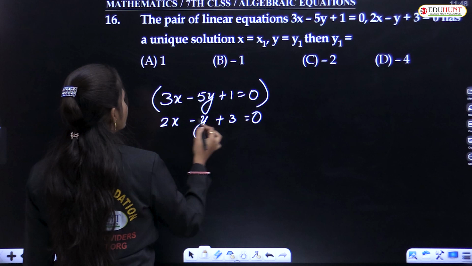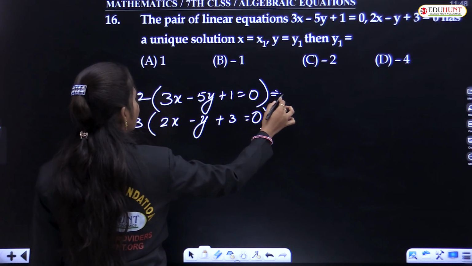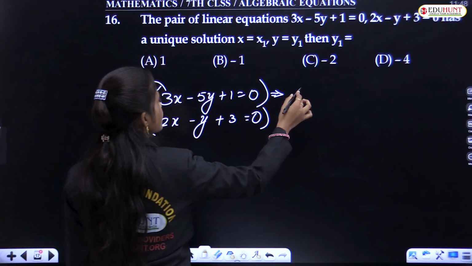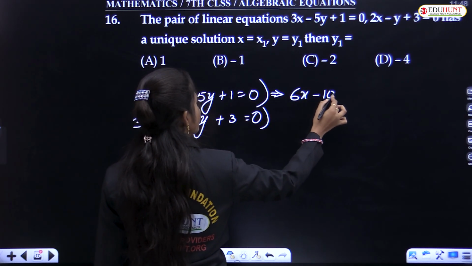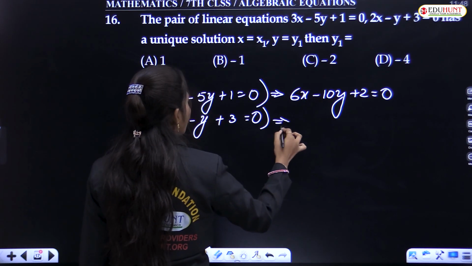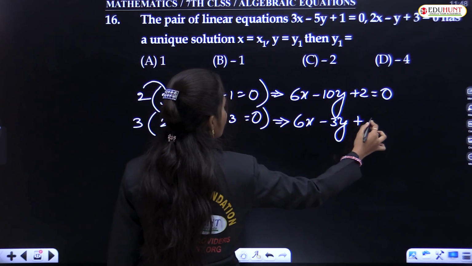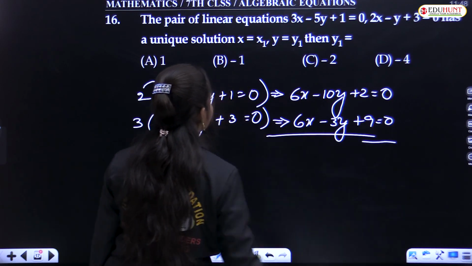Again apply the same conditions here. Multiply the first by 2 and the second by 3. So we will get 2 3s are 6x minus 2 5s are 10y plus 2 1s are 2 is equal to 0. Next, 3 2s are 6x minus 3y plus 9 is equal to 0.